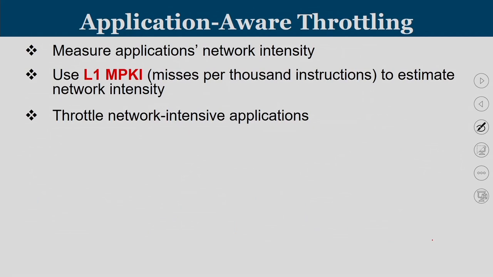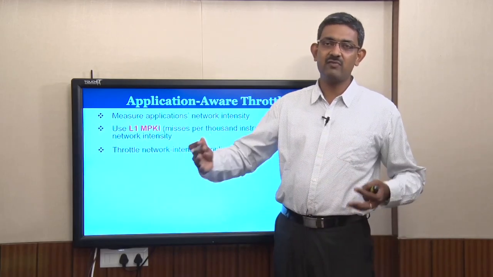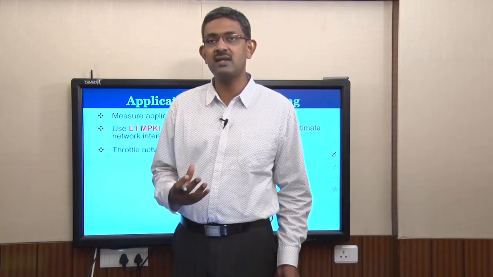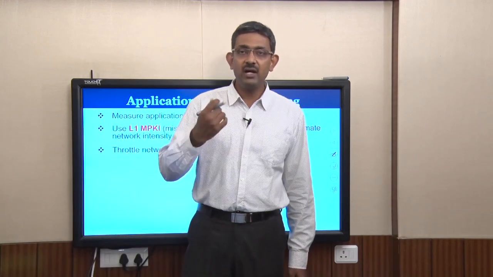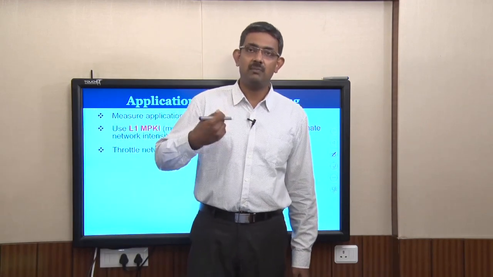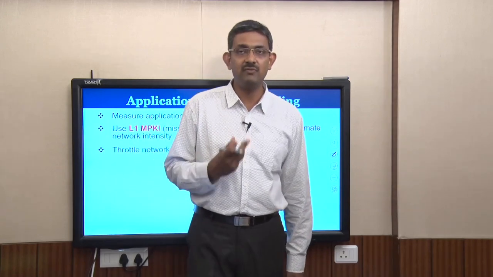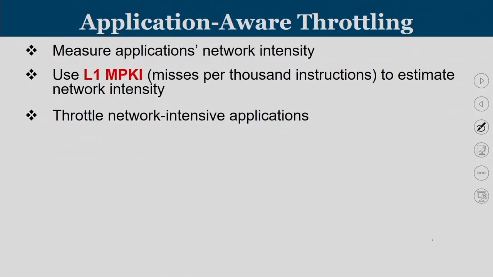Now, what do you mean by application aware throttling? Because every application has its own network intensiveness, which we cannot define early. During different phases of execution, certain applications may be network intensive for the first 1 lakh cycles and may not be network intensive for the next 1 lakh cycles. So, we have to continuously monitor these applications and come up with a parameter which will define whether the application should be throttled or not. So, we have to measure the network intensity of the application.